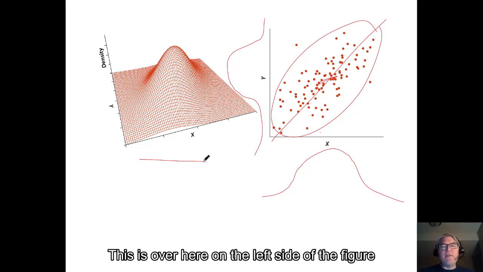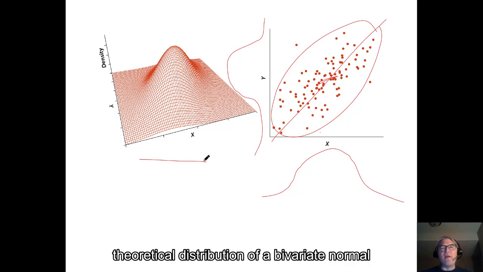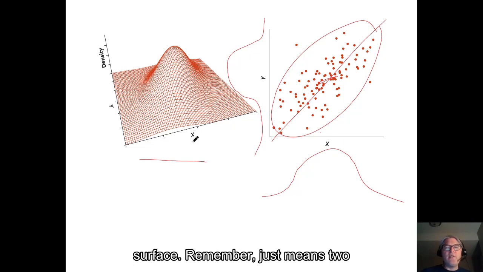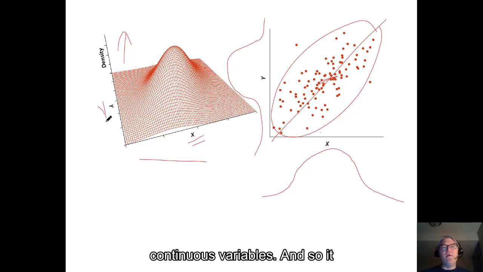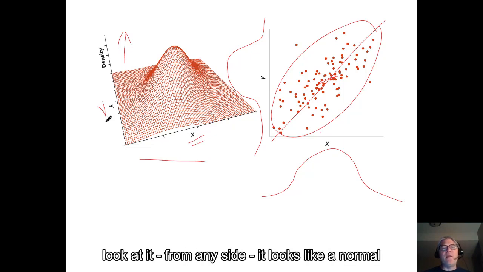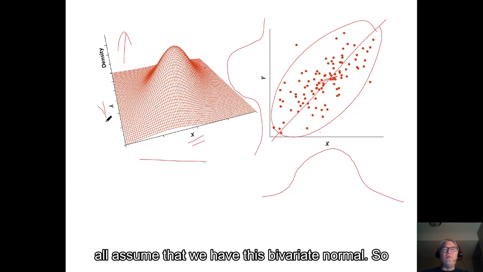Over here on the left side of the figure is a depiction of a bivariate normal distribution. That's the theoretical distribution of a bivariate normal. So bivariate, remember, just means two variables, and they're normal in both directions. And in this case, the axis that's heading up is the probability density. So that's a joint distribution of two continuous variables. And so it looks like this nice hill that, any way you look at it from any side, looks like a normal distribution. So that's what's behind the critical values for the correlation table based on the t statistic. Those all assume that we have this bivariate normal.